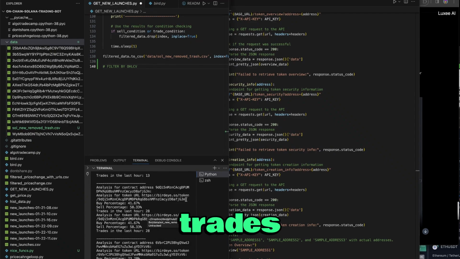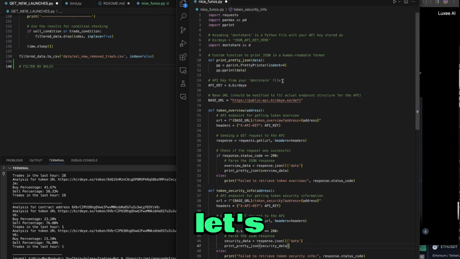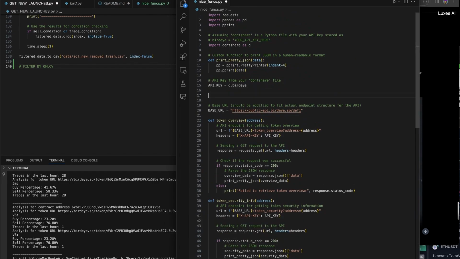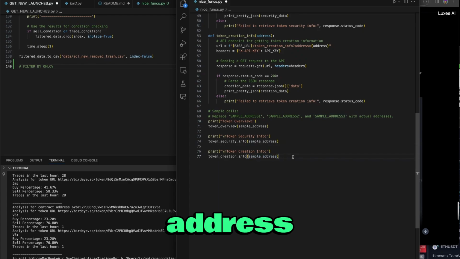Grab one that has some trades in it. Let's put in an address. Sample address equals that. Pass in these sample addresses: sample address, sample address, sample address. All right, we got triple sample address. Let's run it.